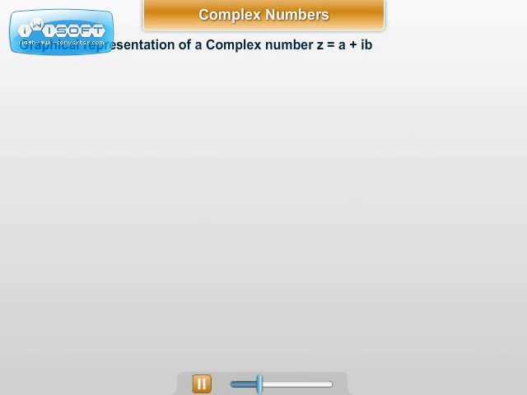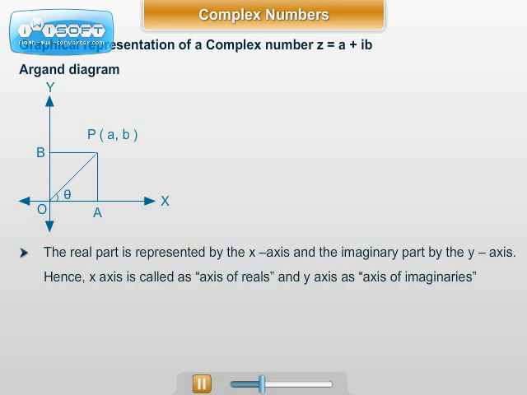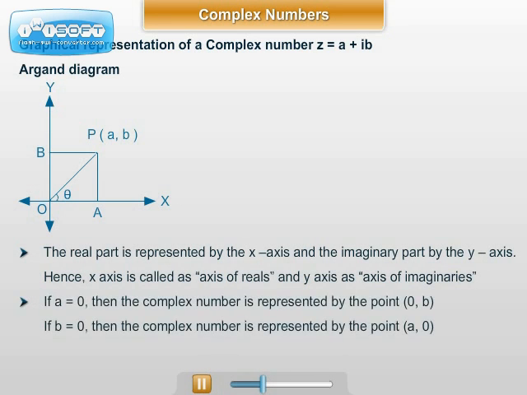Last but not the least is representation of complex numbers in the plane using Argand diagram. Let z = a + ib be a complex number. If b = 0, the complex number reduces to a real number a and hence can be represented by the point (a, 0) on the x-axis. If a = 0, the complex number reduces to an imaginary number ib and can be represented by the point (0, b) on the y-axis.